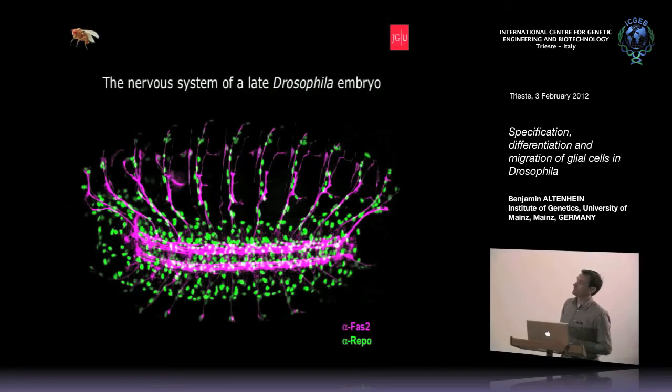Okay, when we look at an embryo, this is a whole mount embryo stained against a glial marker protein, which is called reverse polarity, or repo, in green here, which labels the nuclei of all glial cells in the embryo, and stained against Fasciclin 2, which is a neuronal adhesion molecule. You can see that the cells nicely arrange in a stereotypic pattern, both within the central nervous system as well as in the peripheral nervous system.